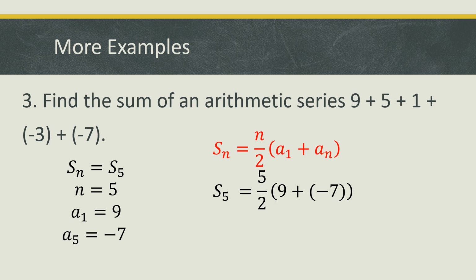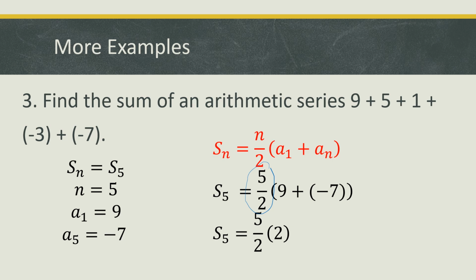So evaluate first. Since 5 divided by 2 will not give you an exact answer, leave the fraction as it is. Then, let us evaluate first what's inside the grouping symbol. 9 plus negative 7. And that will give us positive 2. So in this case, most of the students have a hard time operating fractions.